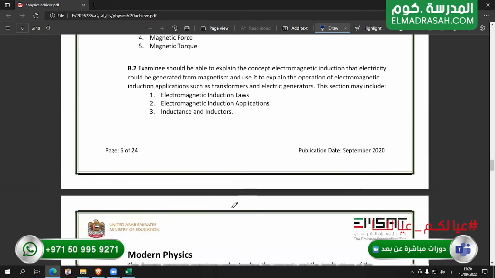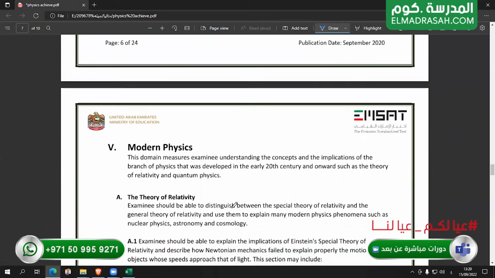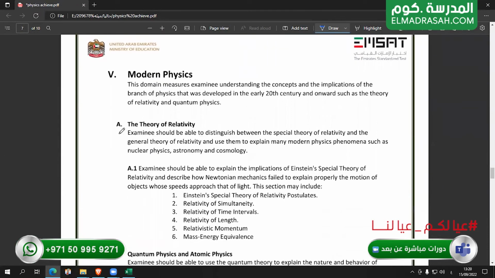In modern physics, we will focus our attention on the theory of relativity. It contains topics like the postulates of it, the relativity of simultaneity, relativity of time intervals, relativity of length, relativistic momentum, and mass and energy equivalence, which is the famous equation E equals mc squared.